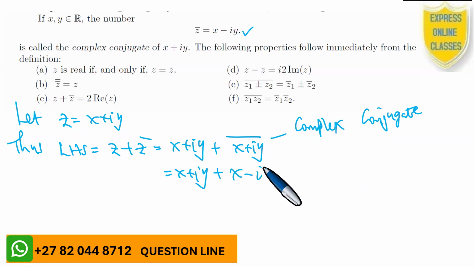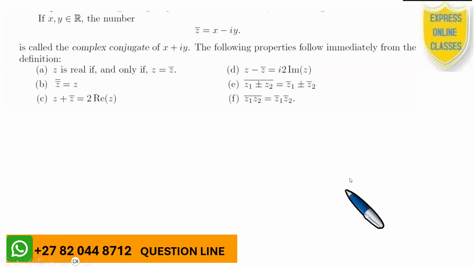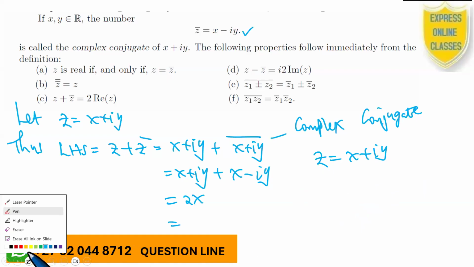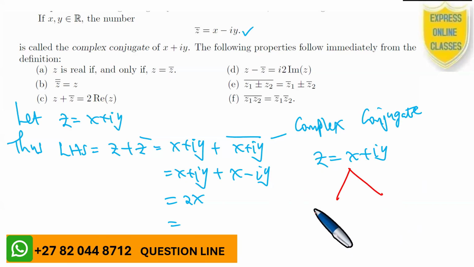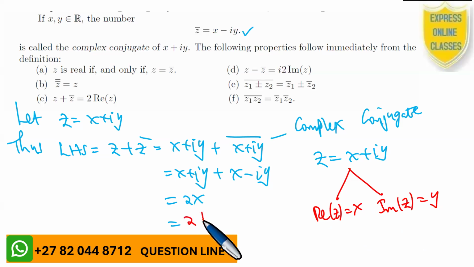So which means that there's x minus iy. x plus x is 2x. Now whenever z is x plus iy, we can get 2 things out of it. The real part of z is x, and the imaginary part of z is y. So that 2x is going to be 2 times the real part of z.